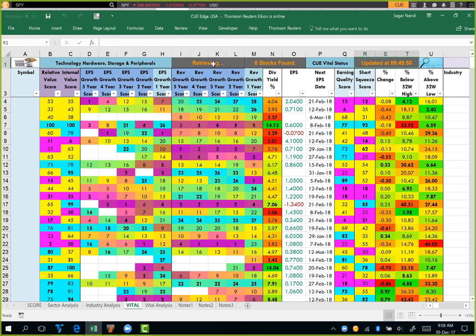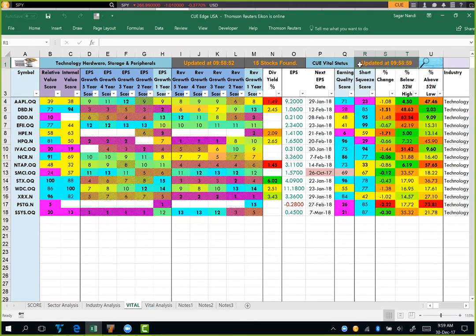Retrieving the data from Thomson Reuters, it has found 15 stocks. We have updated the vital statistics and instantly from color coding we see DDD is magenta in relative valuation. So even now it is relatively overvalued. The same is true for Pure Storage, PSTG, magenta color in relative valuation, and SSYS.